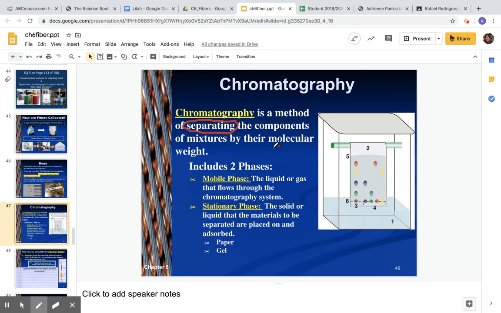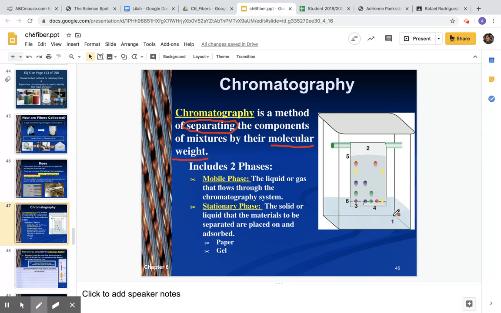And we're going to be separating them by molecular weight. So basically what that means when we say that we're separating by molecular weight, it means that the heavier molecules or the heavier components of your mixture are going to be at the bottom, and the lighter or smaller mixture components are going to be at the top.